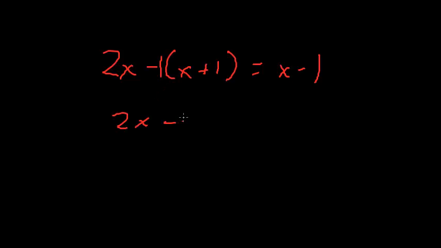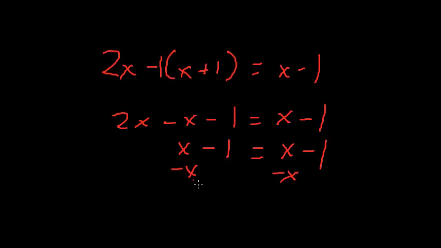Let's try 2x minus (x plus 1) equals x minus 1. Here we see we have the distributive property again. We're just distributing a negative 1 here. So we have our 2x out front minus x minus 1, and that equals x minus 1. We can combine our like terms, which gives us x minus 1 equals x minus 1. I want the x's on the same side, so I subtract x from both sides, and I'm left with minus 1 equals minus 1. Well, this is true, but it did not give me any value for x.